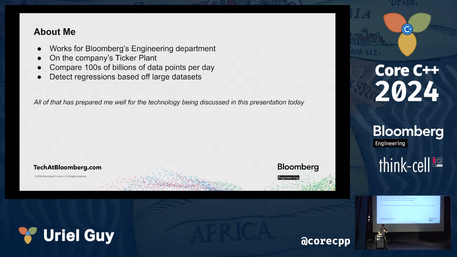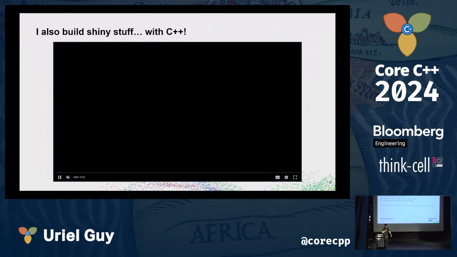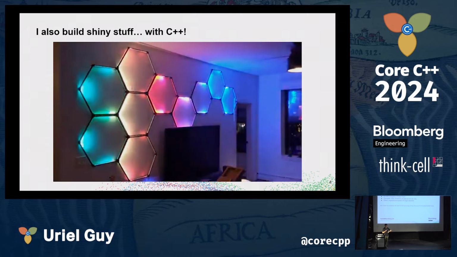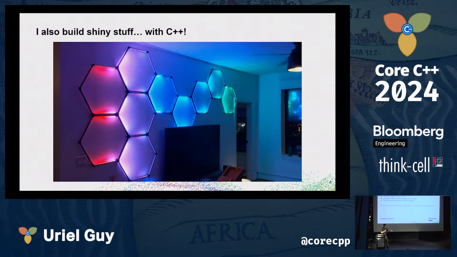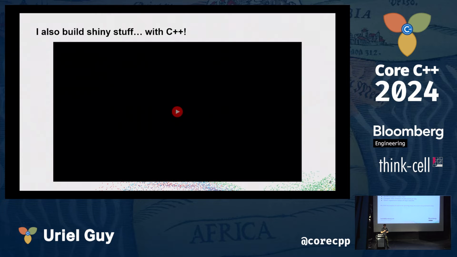I'm an engineer for Bloomberg Engineering. I work in the ticker plant. It's an organization that deals with about 1 trillion events per day. What my team does is we collect billions and billions of data points from all of our machines, and we compare them daily to try and detect regressions.